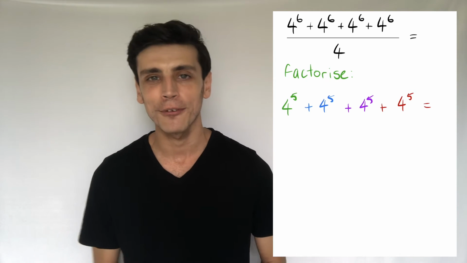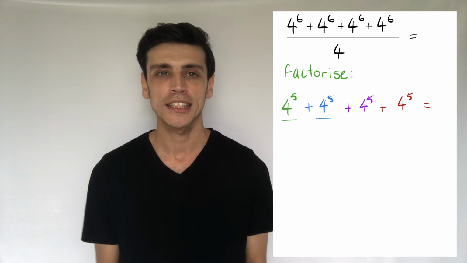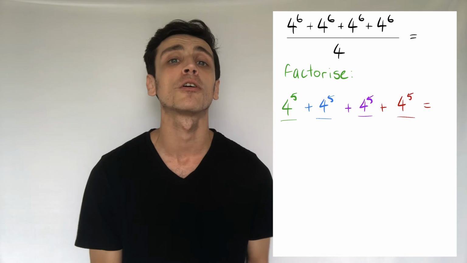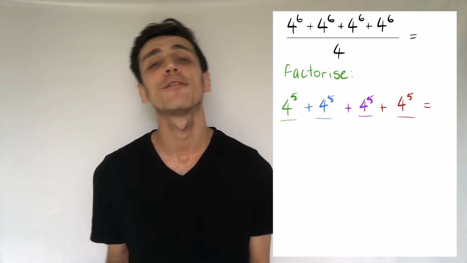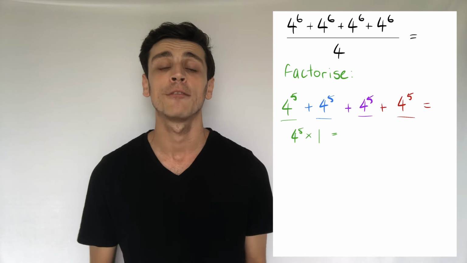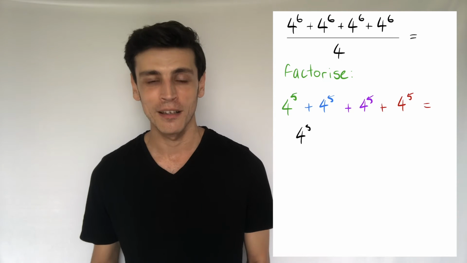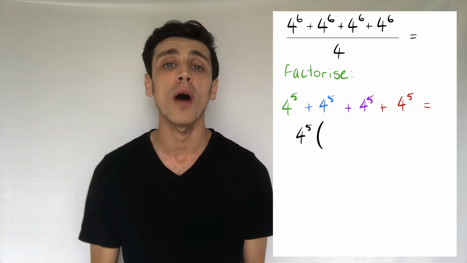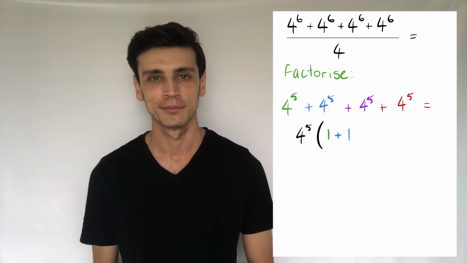And remember what I said before, if you have something and it multiplies by 1, for example, it doesn't change. So you could say that these are all 4 to the power of 5 multiplied by 1. So I could factorize out the 4 to the power of 5, and that's going to leave me with 4 to the power of 5 outside of the bracket, 1 plus 1 plus 1 plus 1. So I have a positive 1 for every time I had a 4 to the power of 5.